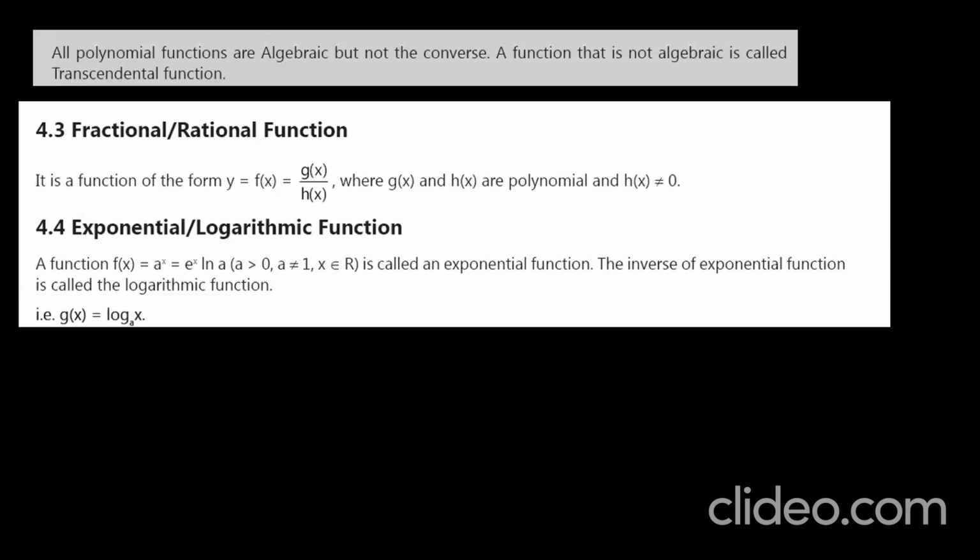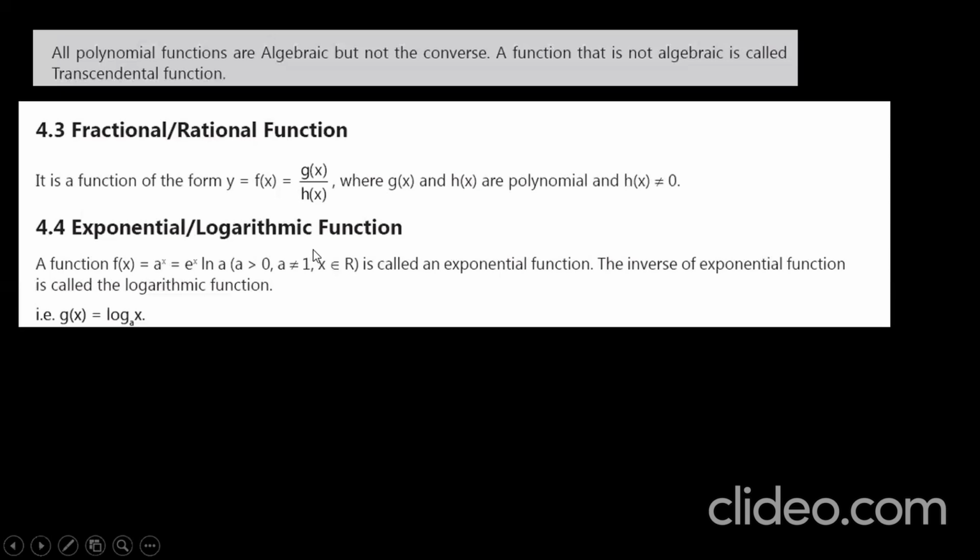Next, let us see the fractional or rational function. What is a fractional function? If I take the fractional function, it is a function in the form y is equal to f of x is equal to g of x by h of x. It is in the form of a fraction, so it can be called a fractional function. G of x and h of x are polynomials, and h of x can never be 0.